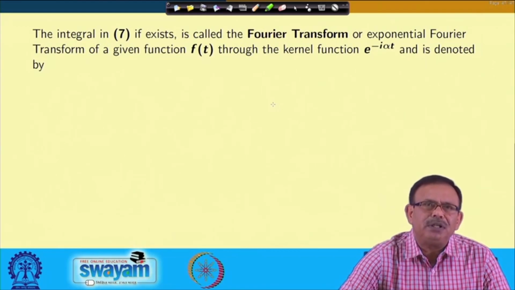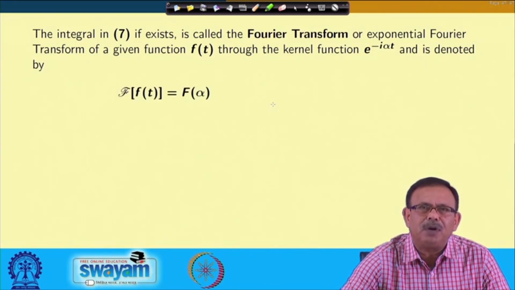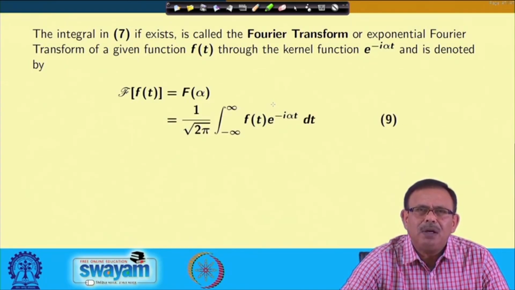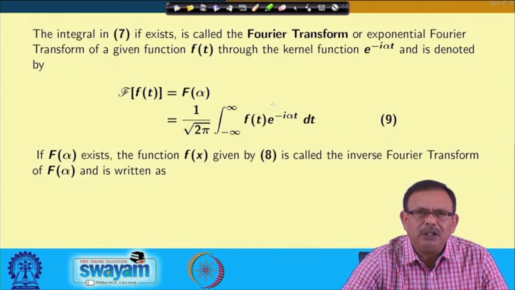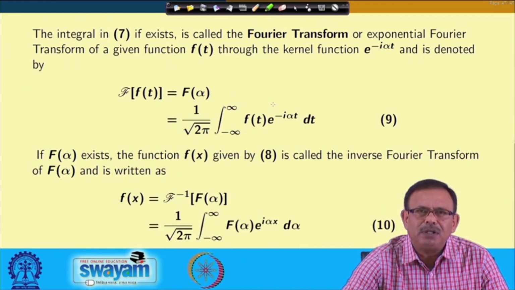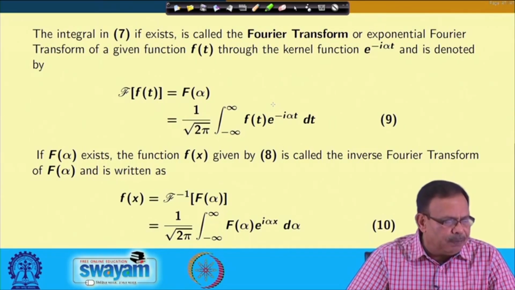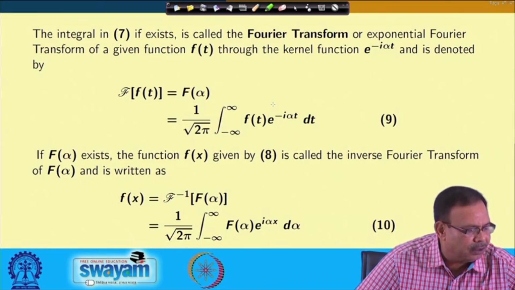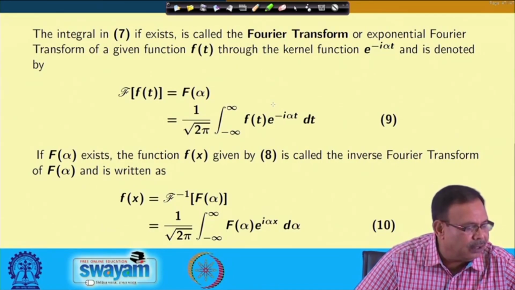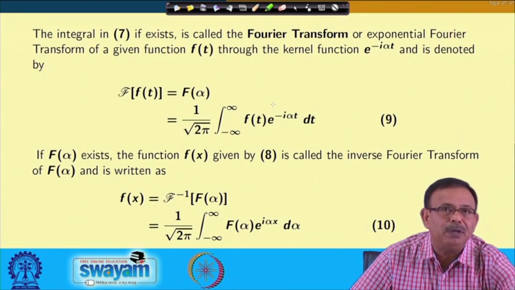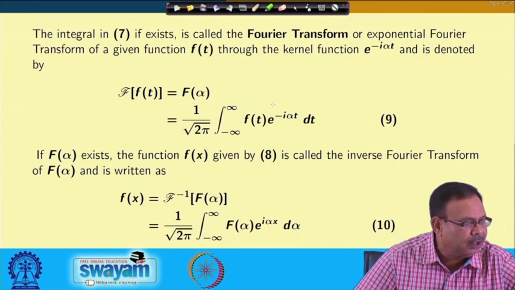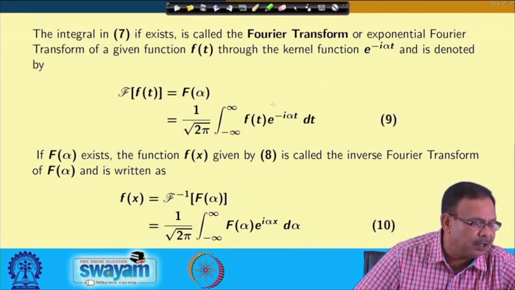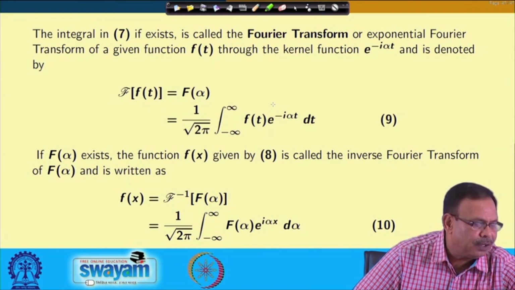Now, if this integral exists, it is known as the Fourier transform of the function, which we are denoting as equation 9. Same thing we are saying: if the Fourier transform exists, then the value of f(x) can be obtained from this. So, equations 9 and 10 give me these two forms. Please note that equations 9 and 10 give me the Fourier transform of the function as well as the inverse Fourier transform of the function f(x).